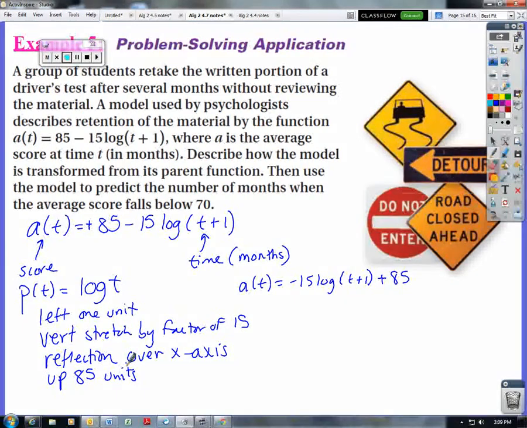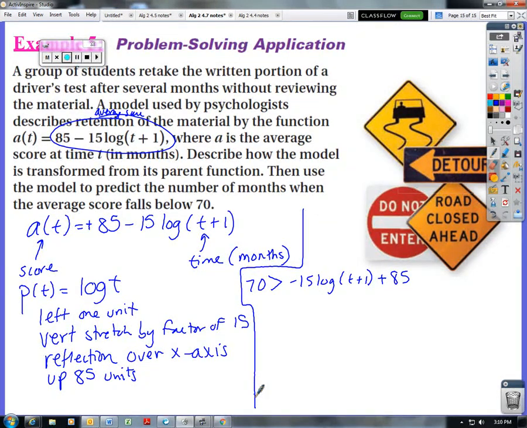And now it says use the model to predict the number of months when the average score falls below 70. So the average score equals this whole thing. We want to know when that average score is below 70, in other words, less than 70. In fact, I can do it right here. Just take advantage of this. Oh, nice little eraser too. Perfect. So we want to know when this whole average is less than 70.